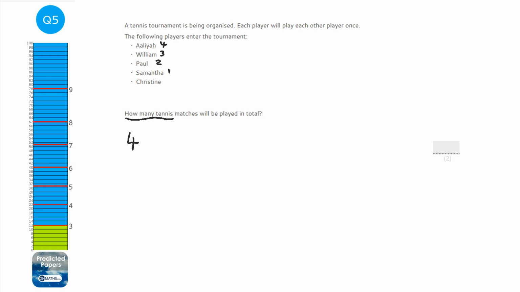So we've got the four matches Elias is going to play, three matches that William's going to play, not counting the one we've already counted from Elias, plus the two Paul's going to play, plus the other one that Samantha's going to play. So 4 plus 3 is 7, plus 2 is 9, plus 1 is 10. So in total, there are 10 different matches going to be played.